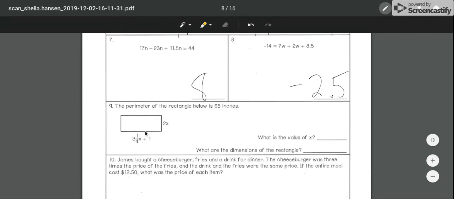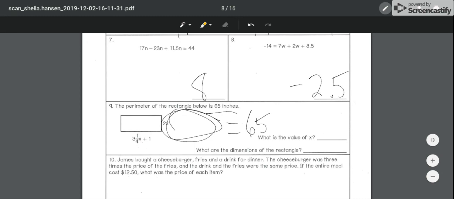And then you can do perimeter. It's all the sides added up, not just 2 of them, all of them. So you add them all up. And then to find x, you add up all the sides, and then it says the perimeter is 65. So it would be equal 65. So all of those things added up over here would equal 65. And then you solve for x.